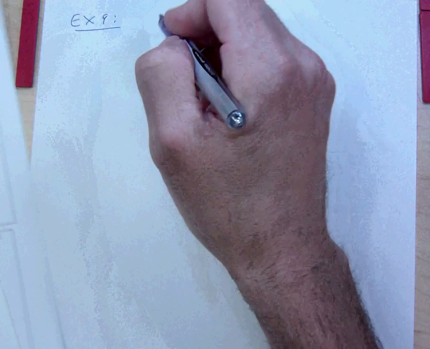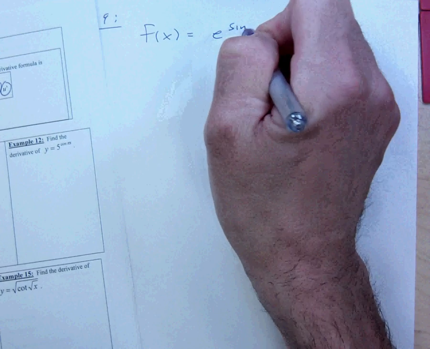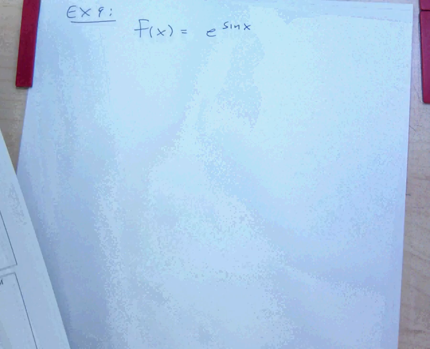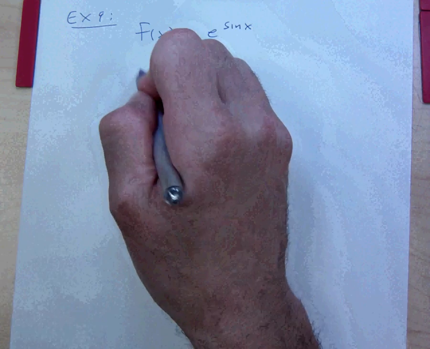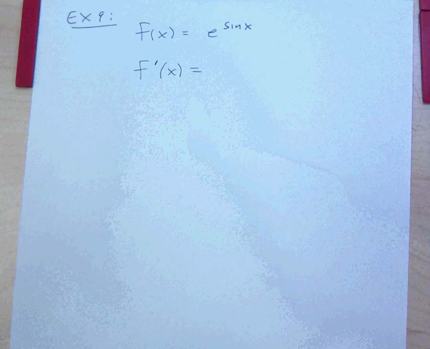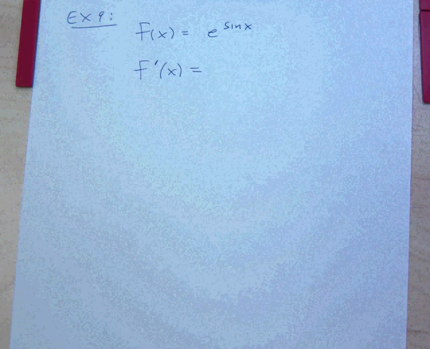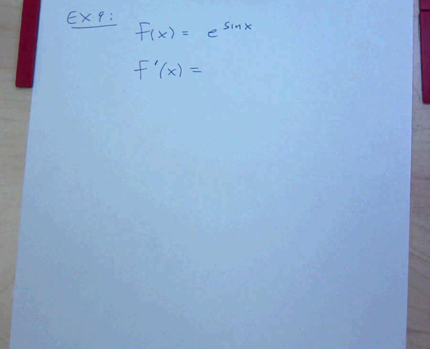Okay, we've got f of x equal e to the sine x. And so clearly that's a composition, so I'm going to have to use a chain rule. So the derivative of e to the u is e to the u times the derivative of u, right? So derivative of the outside times the derivative of the inside, right? It's just a chain rule.